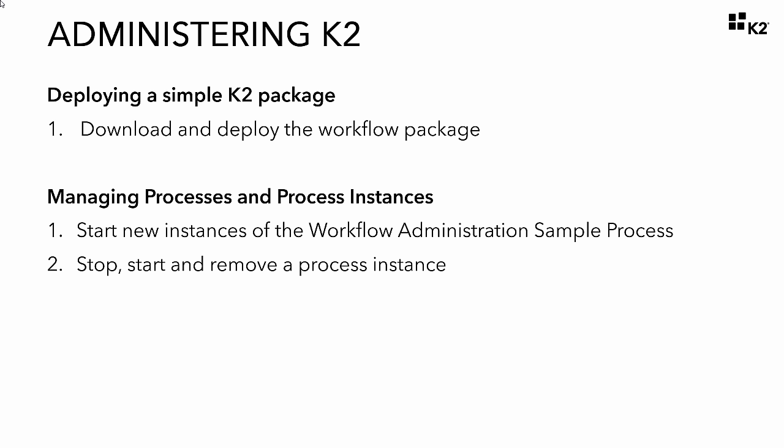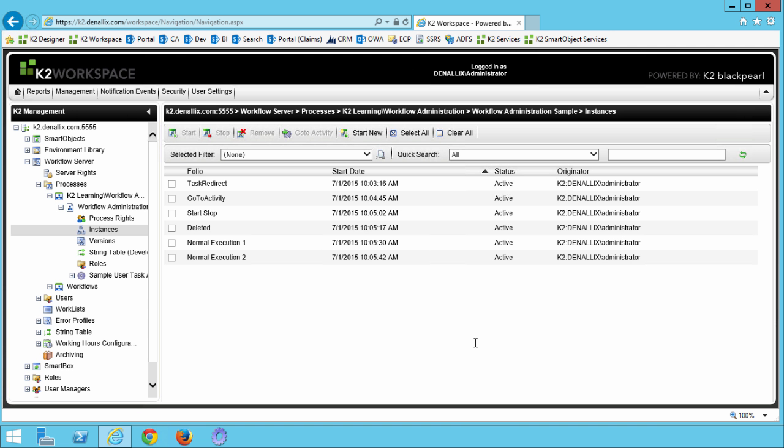For step 2, we will use the Instances Management page to stop, start, and remove a process instance. Reasons for doing this are multiple in nature. For example, if you know a process will need to access an external system that will be offline for a period, you can suspend the running processes to avoid workflow errors. In the Instances Management pane in K2 Workspace, under the Workflow Administration Sample Workflow, put a check in the box to the left of the process instance named Start Stop in the folio to select it.